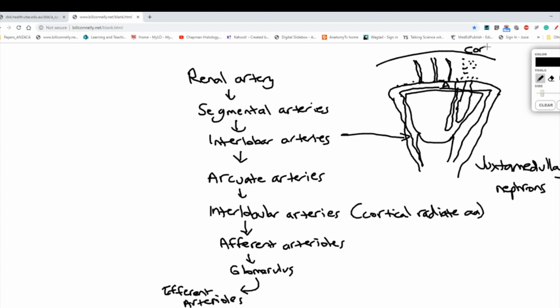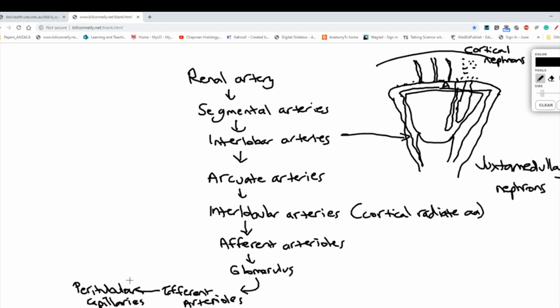So we have cortical nephrons out here, and then juxtamedullary nephrons near that junction between the cortex and the medulla. Now, if we're talking about cortical nephrons, then the next blood vessel that comes are the peritubular capillaries. And the peritubular capillaries are actually the ones which collect all of the reabsorbed nutrients from the proximal convoluted tubules and some of the distal convoluted tubules.